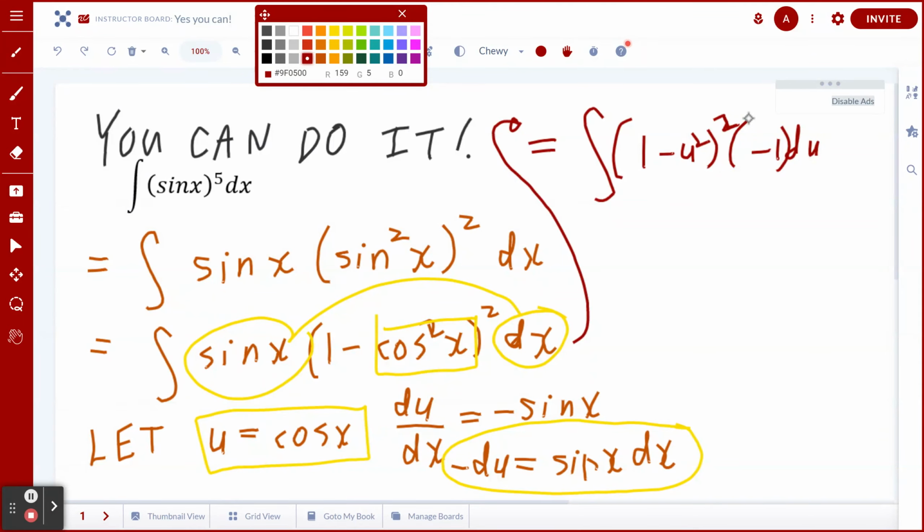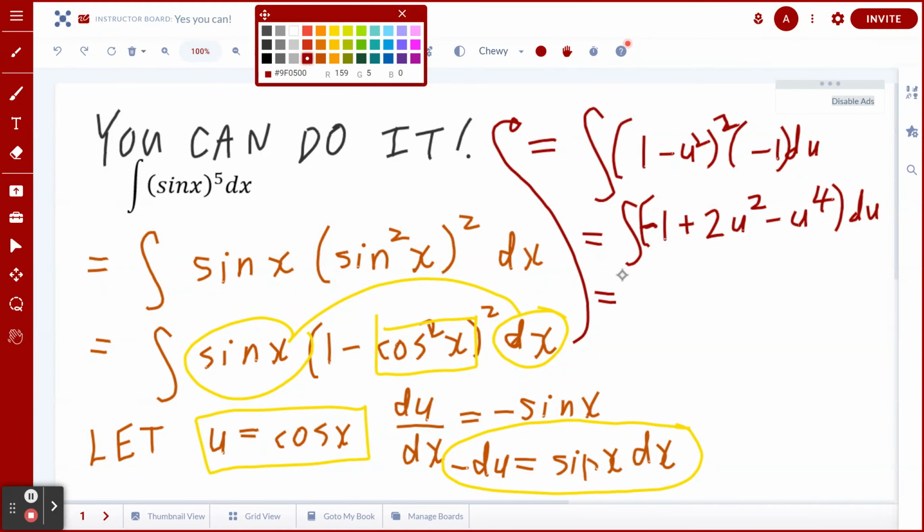Now, if you expand this and clean this up, this basically equals the antiderivative of 1 times negative 1, so that's negative 1, minus 2u squared times negative 1, so plus 2u squared, plus u to the 4 times negative 1, so minus u to the 4. Again, put a set of brackets, integrating it with respect to u.